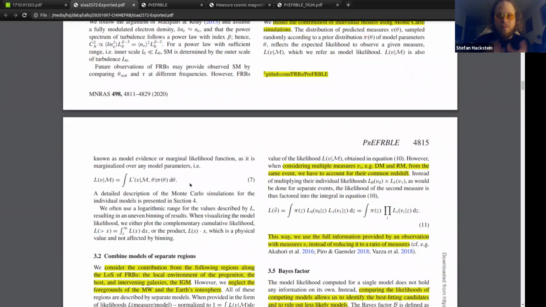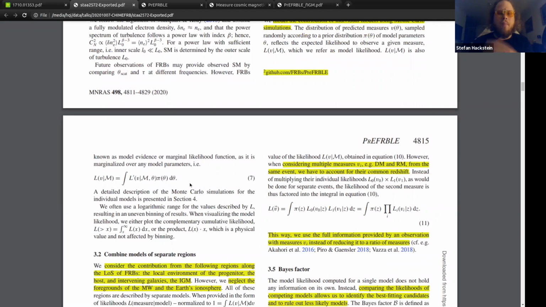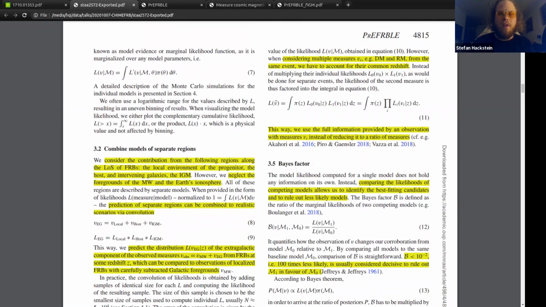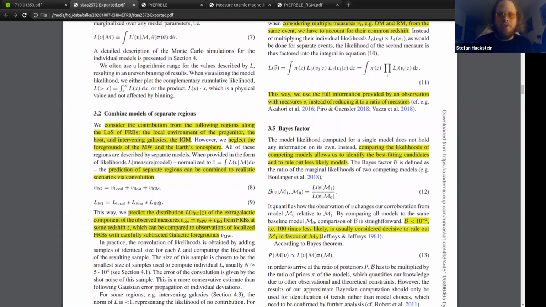Once we have done this for all of the individual regions, we can combine the contributions simply via convolution or by doing another Monte Carlo simulation. By this, we can then predict the expected measures for a full line of sight scenario, accounting for all of the regions. And this can then directly be compared to observations of fast radio bursts for which we know the redshift. So we can then interpret the measures and see what this tells us about the models along the line of sight, or about the regions along the line of sight.